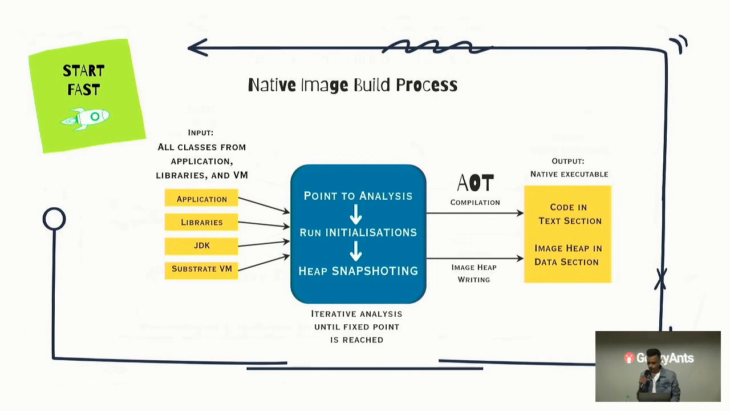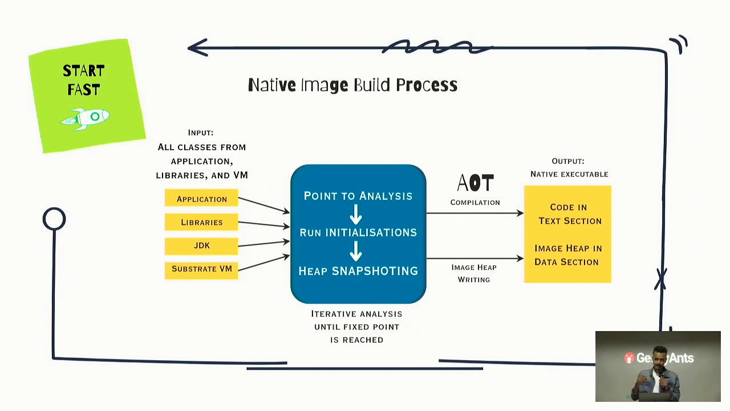Okay, so next, it will analyze all your code first, in an iterative way. What this AOT compiler does is first find your main class, and it considers your main class as the entry point of your application. So first it runs one reachability test actually.